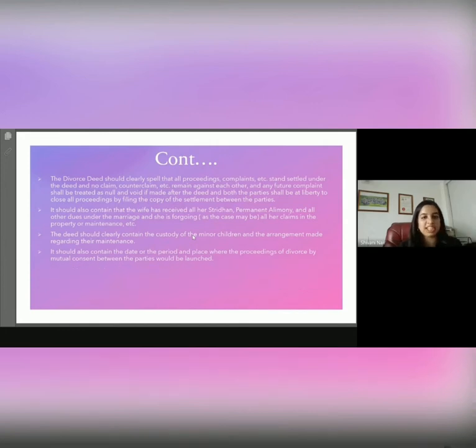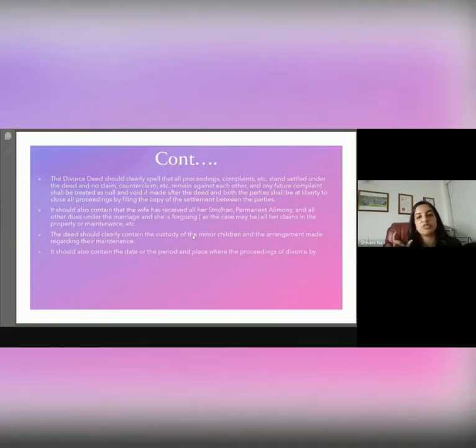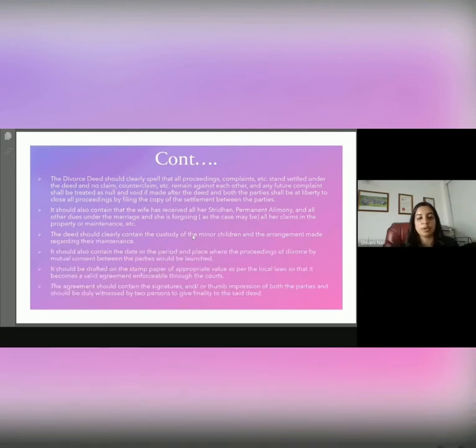It should also contain that the wife has received all her stridhan, permanent alimony, and any other dues in the marriage, and she is foregoing, as the case may be, all her claims in the property or maintenance. So, in most cases, when a divorce deed is drafted, the wife ceases to receive her alimony, the permanent alimony which is given to her. Since it is a mutual consent divorce which they are applying for, there will be a statement which clearly mentions that this is what I am foregoing.